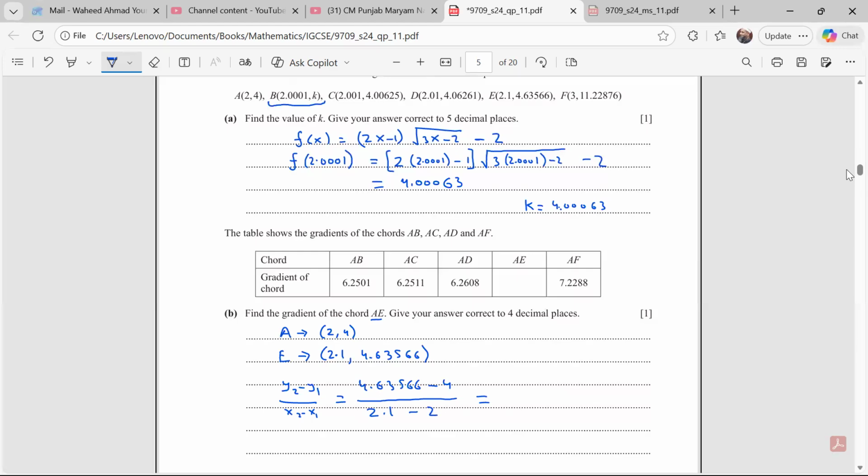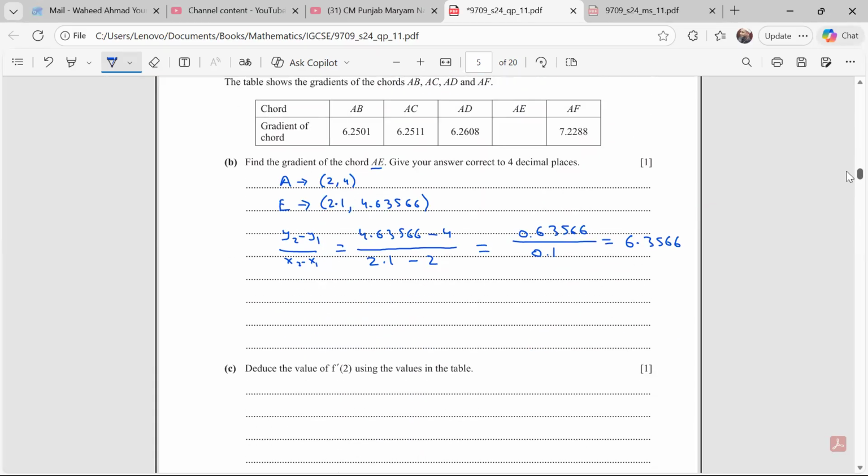This seems like a very complicated calculation, but it is not. In the numerator, I have only 0.63566, right? 4 will be cancelled with negative 4. Divided by, in the denominator, 2.1 minus 2 is 0.1 only. So when I divide this, the answer is going to be 6.3566. So I didn't need a calculator for this calculation. I hope you understand what I'm doing.